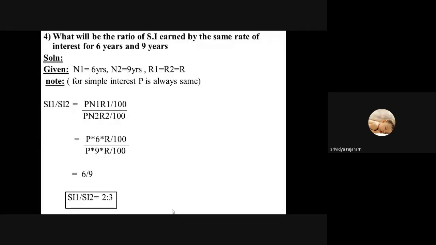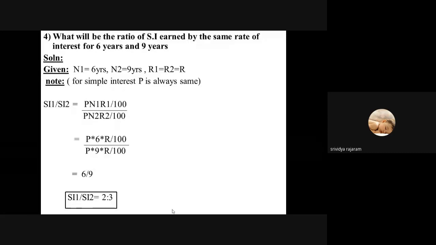While explaining the formula itself, I said that for simple interest, the value of P, the principal amount, will remain the same for any number of years. I mentioned this while explaining what simple interest is. So the value of P remains the same however many years it may be. So even though the question does not mention that the principal amount is the same, for simple interest we should consider that P will always be the same. With that, we are going to solve the problem.